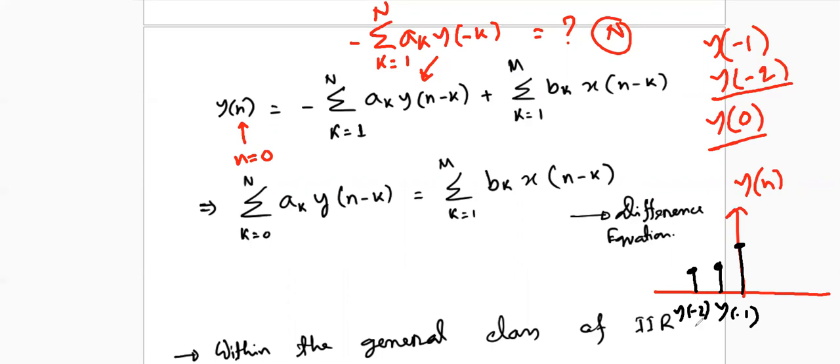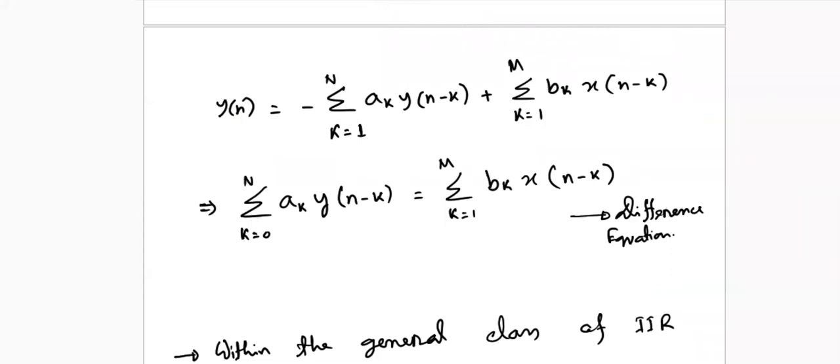So how many delays, how many initial conditions? Those are not the initial conditions. How many initial conditions do you have? You have capital N number of initial conditions.